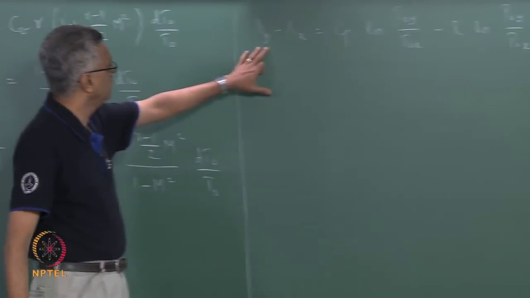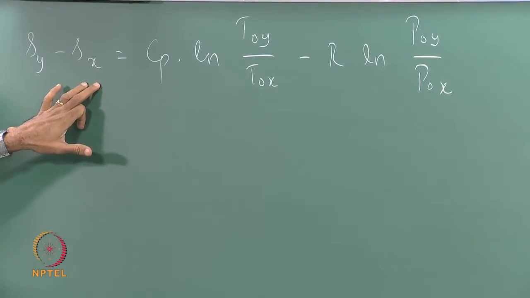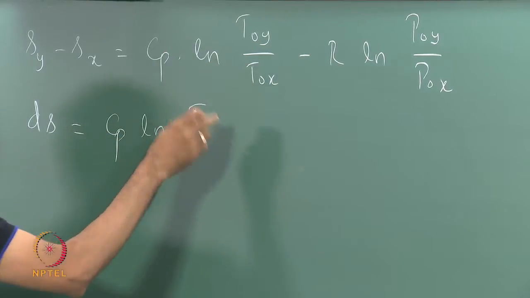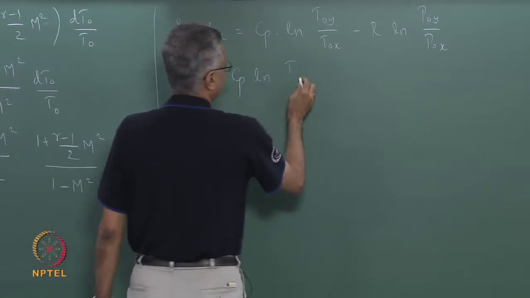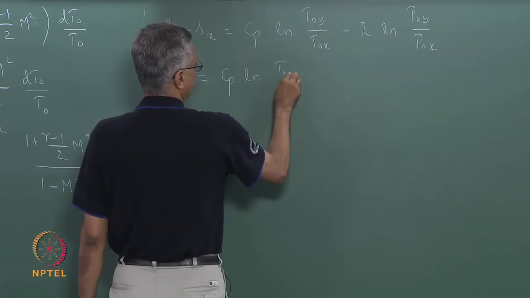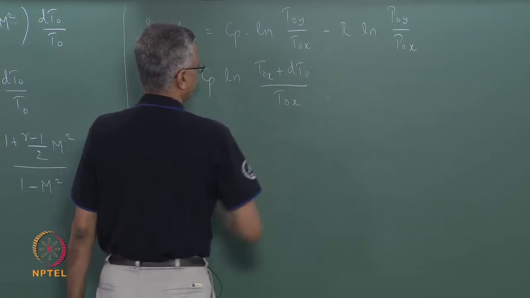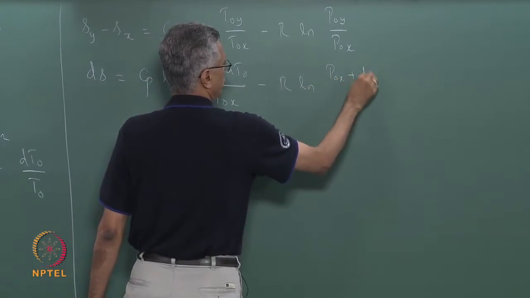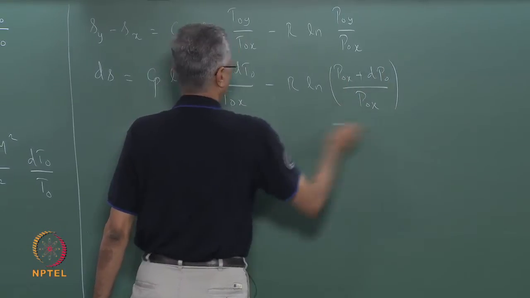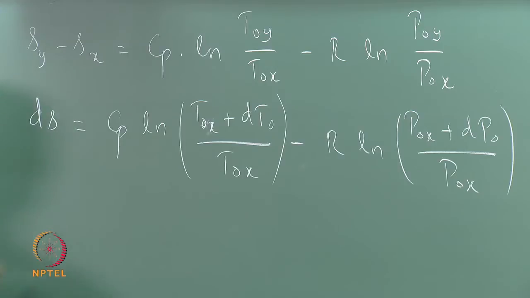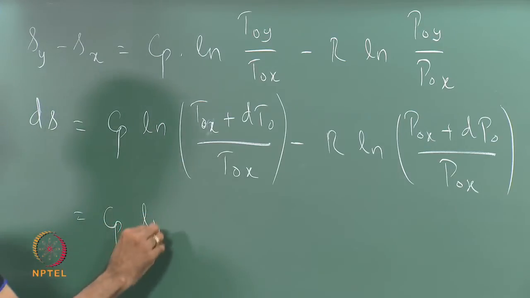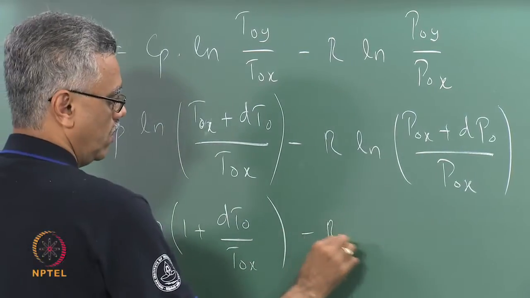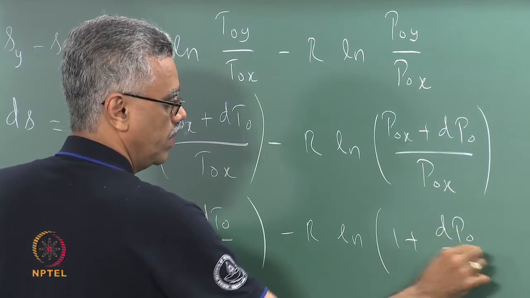If I take state y to be infinitesimally different from state x, then I can write this entropy change as follows. dS is equal to Cp times natural log of T0x plus dT0 divided by T0x, minus natural log of P0x plus dP0 divided by P0x. Or I can write this as Cp times natural log of 1 plus dT0 divided by T0x, minus natural log of 1 plus dP0 divided by P0x.